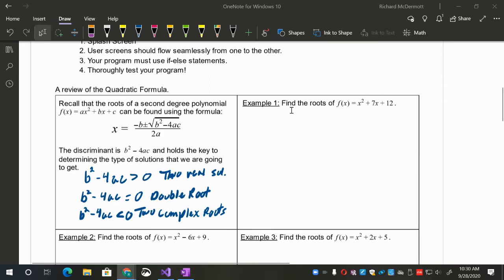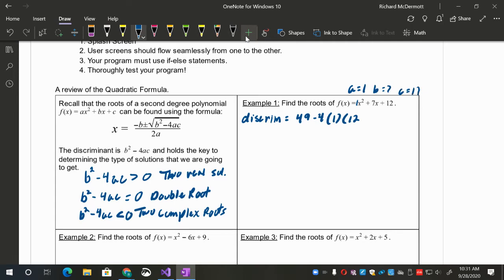First, find the roots of x squared plus 7x plus 12. The first thing I'm going to do is find the discriminant. So the discrim is equal to b squared, that's 49, minus 4 times a. A is the lead coefficient here, that's 1, times c, and c is 12. Remember, a is 1, b is 7, and c is equal to 12. So 49 minus 48 is equal to 1. Now that I know that it's positive, I know that I'm going to have two real roots.